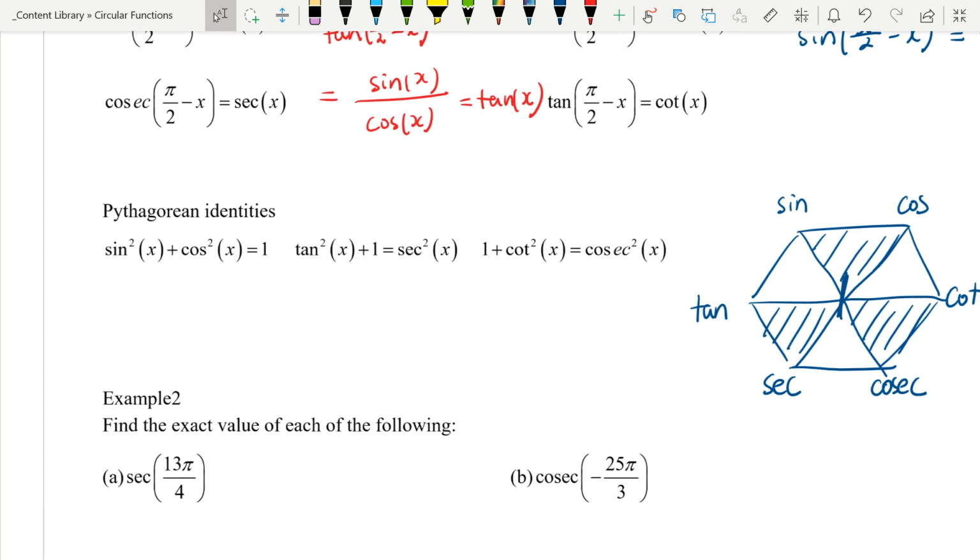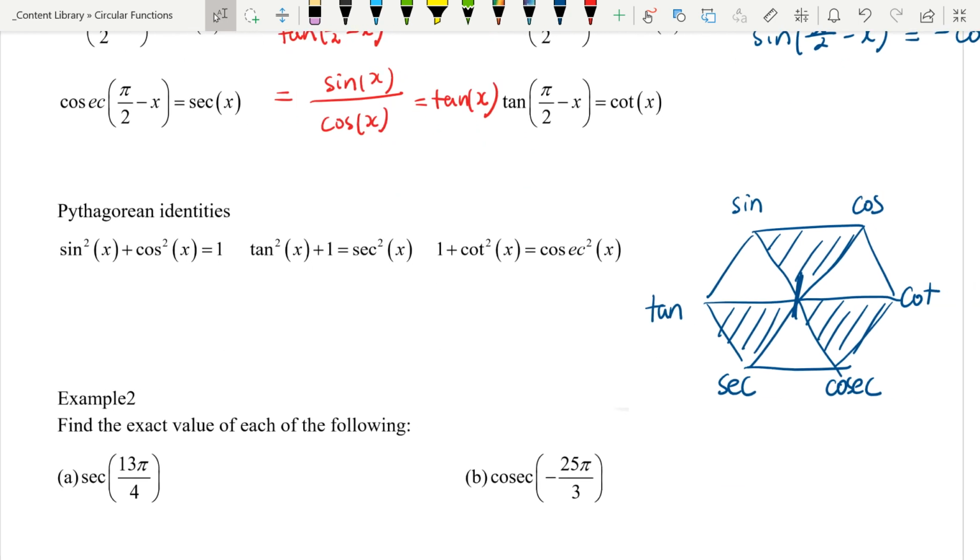And the Pythagorean identity, last lesson we talked about that. Think about the three triangles: the top two squared, added, give you the bottom one.